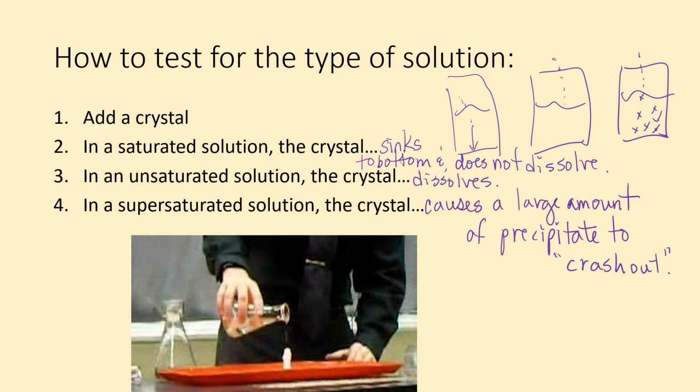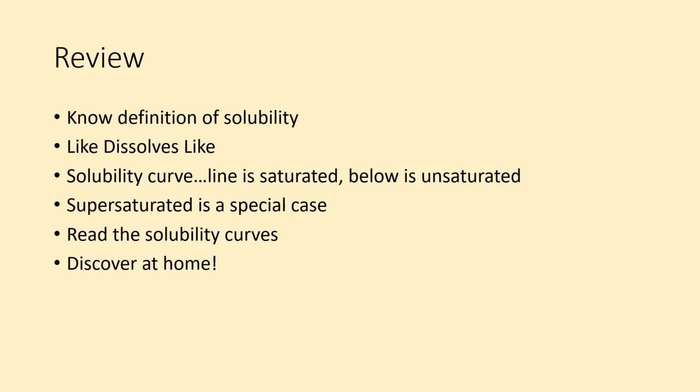All right. So you can't tell by looking what kind of saturation level your solution has, but you could test by adding a crystal. And here are the results of adding a crystal to tell you whether it was saturated, unsaturated, or supersaturated. Okay, so to review, know your definition of solubility. Know that like dissolves like. Make sure you read the solubility curve. The line is saturated, below is unsaturated. Supersaturated is a special case that you have to work to make happen. And then make sure you can read the solubility curves and discover at home.